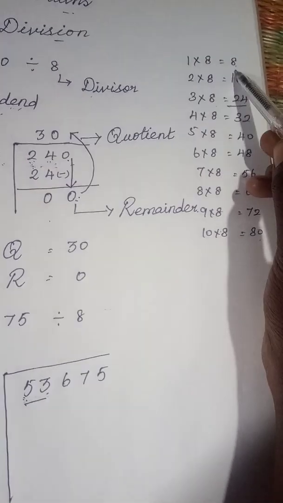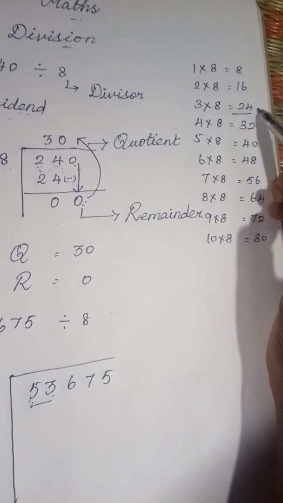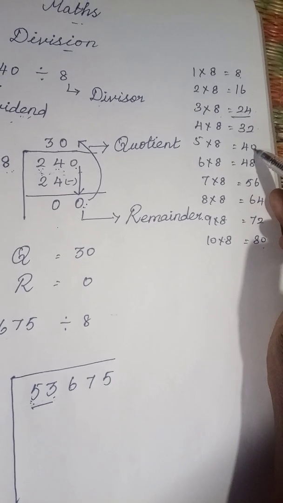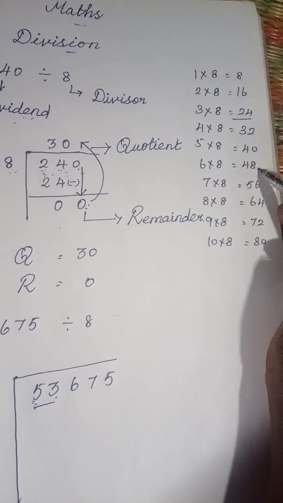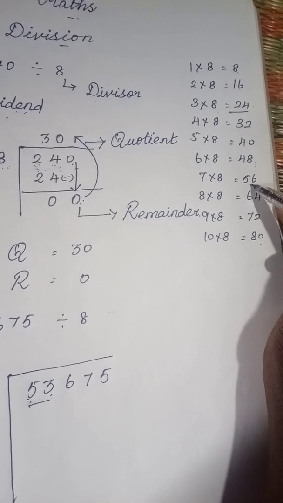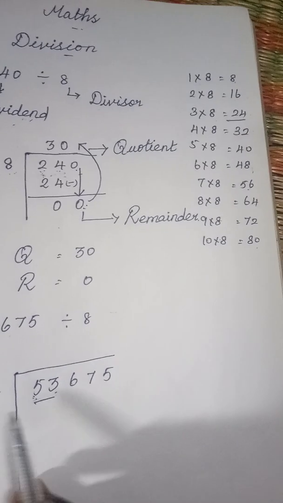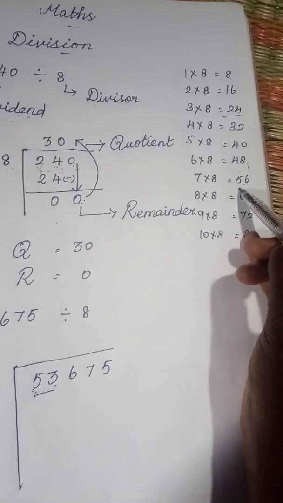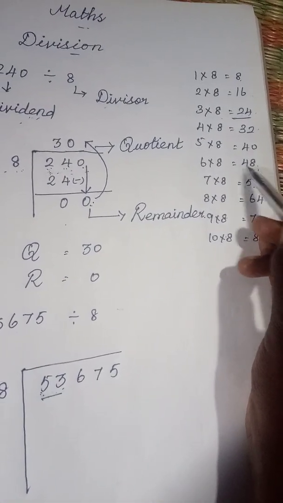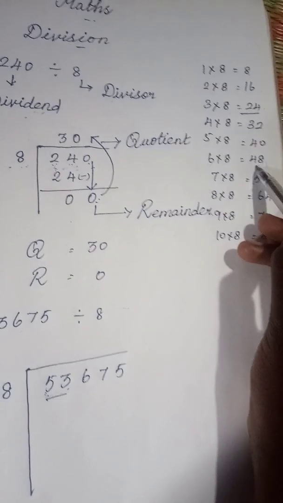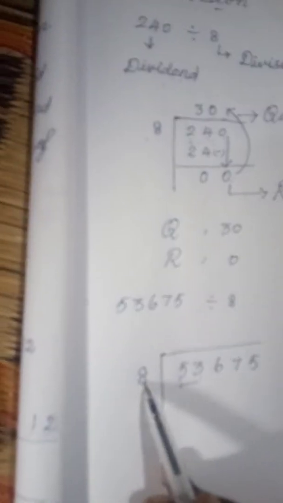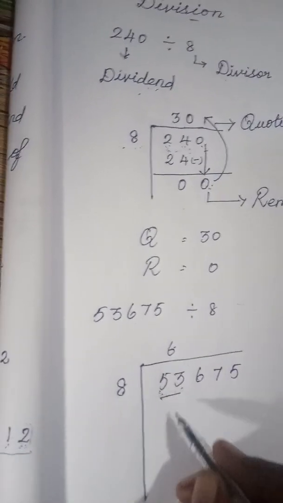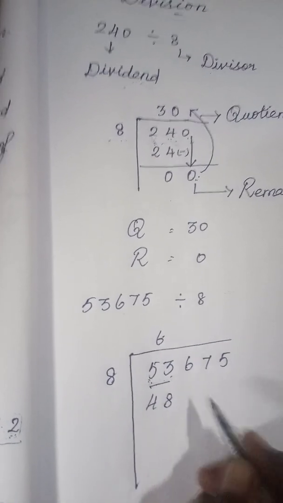You see, 1 8 is 8. 2 8s are 16, 3 8s are 24, 4 8s are 32, 5 8s are 40, 6 8s are 48 and 7 8s are 56. But here we had only 53, so we can't use this 56. So we'll go to the one before. 6 8s are 48. So the divisor uses the 6. 6 8s are 48.